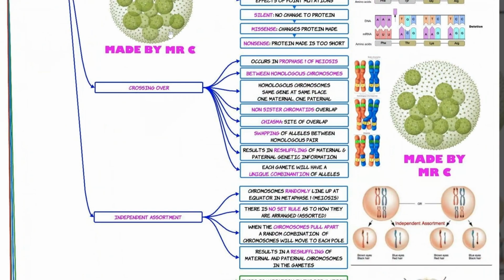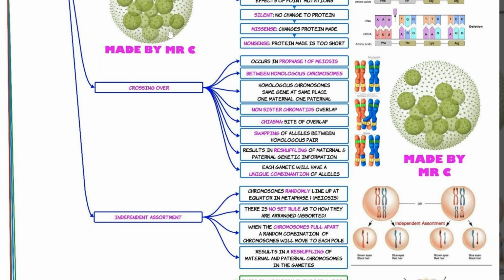Then we've got crossing over. Crossing over occurs in prophase 1 of meiosis. It occurs between homologous chromosomes. Homologous chromosomes have the same genes in the same place. The non-sister chromatids of the homologous chromosomes overlap.